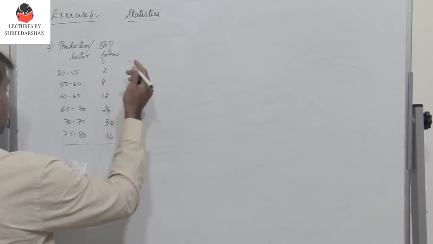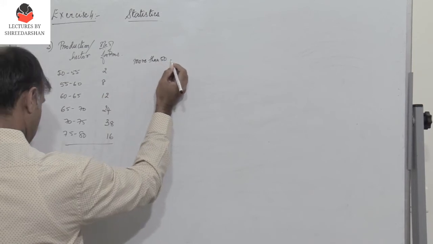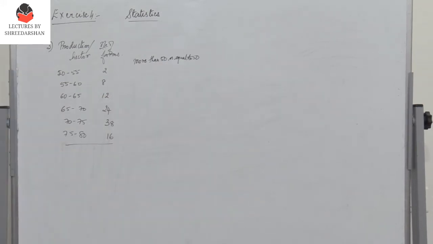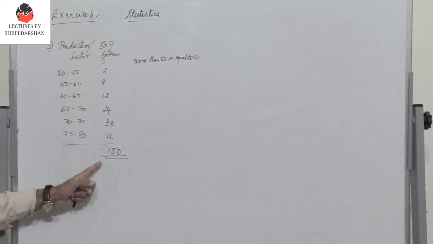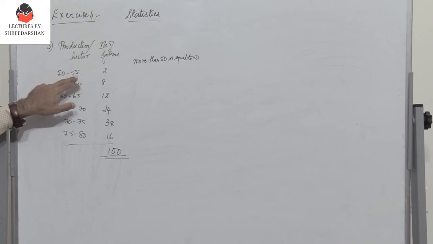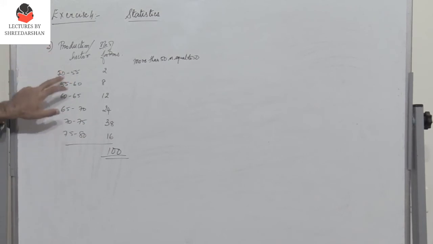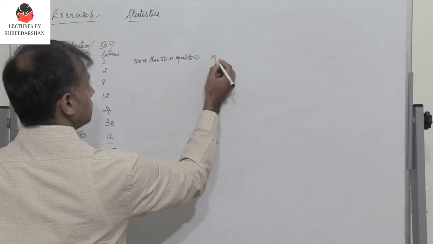So let's see. So if I have more than or equal to 50, how many farms? So totally there are 100 farms, right? So how many farms produce more than or equal to 50? All of them, isn't it? Okay, so 2 farms produce 50 to 55 kgs per hectare, but all of them at least produce 50 to 55. So the number of farms which produce more than or equal to 50 would be a total of 100.